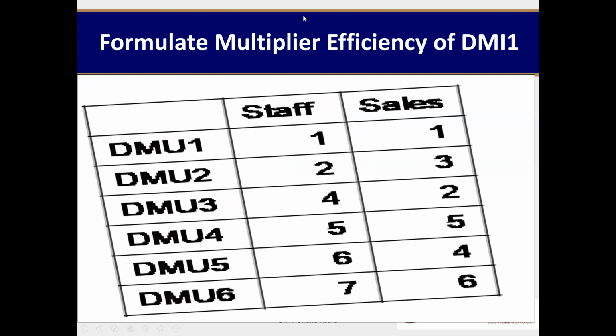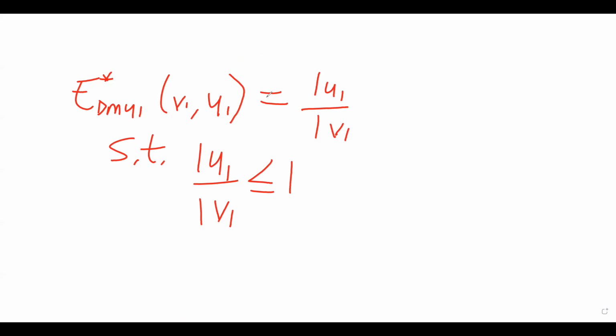Okay, so let's write that for the second firm. The output for DMU2 was 3 and 2, don't forget. So you're going to write this as 3U1 over 2V1 should be less or equal to 1. And then you go to the third DMU.